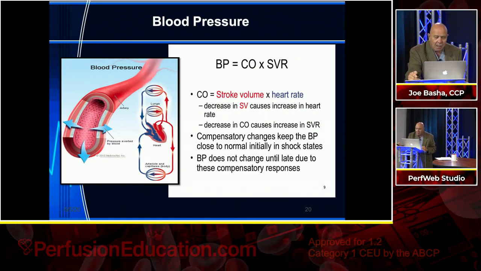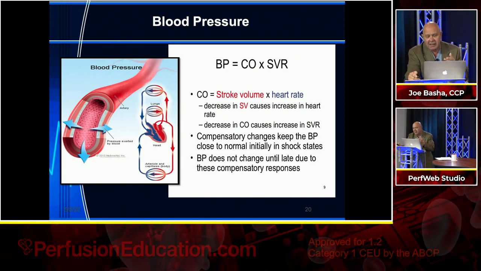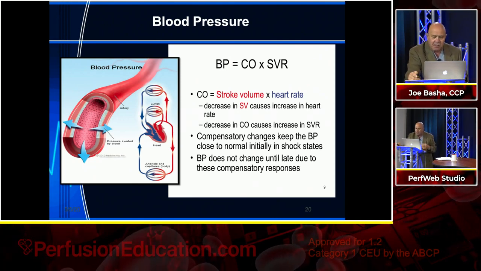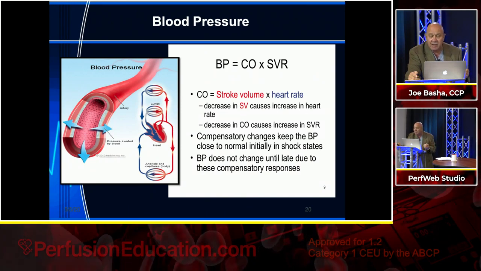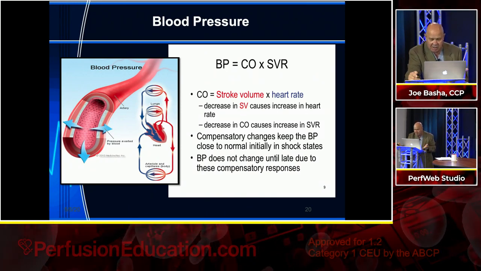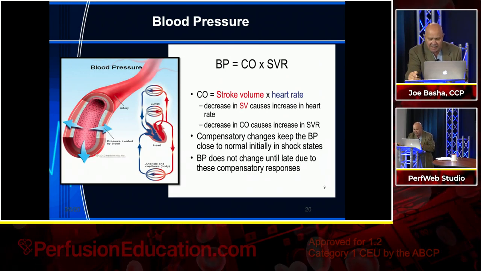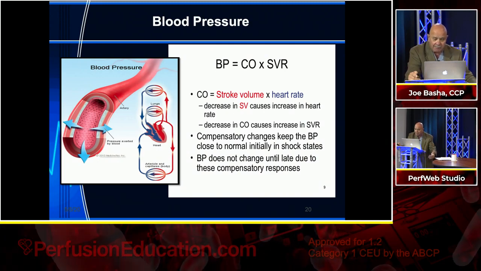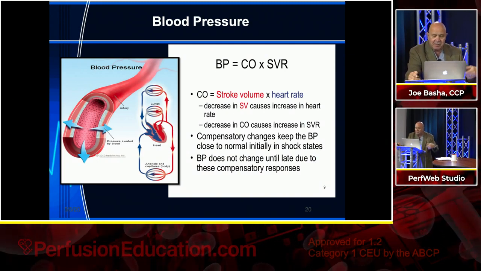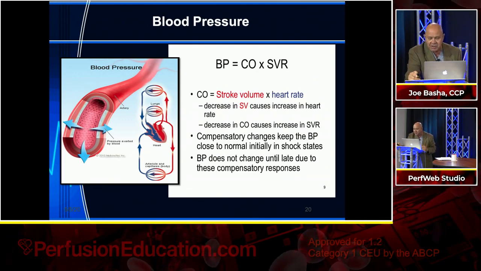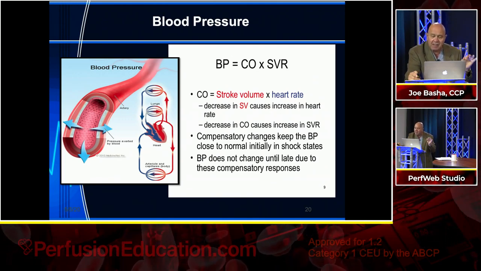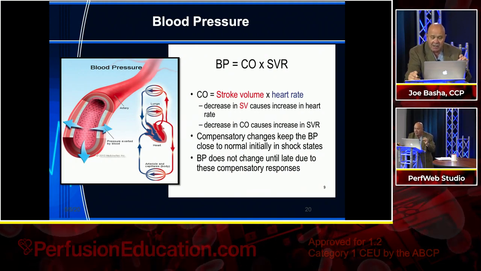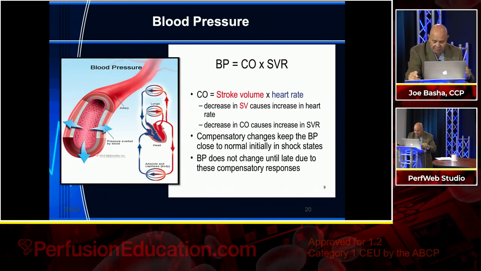That's what I said. Blood pressure equals cardiac output times SVR. Cardiac output is defined by stroke volume times the heart rate. Decreases in stroke volume cause an increase in heart rate. Decreases in cardiac output cause an increase in SVR. We talked about that, right? If you're bleeding out and your cardiac output's falling, your body is going to attempt to keep a blood pressure. It's going to constrict, okay? Compensatory changes keep the blood pressure close to normal initially in shock states. Blood pressure does not change until late due to these compensatory responses.